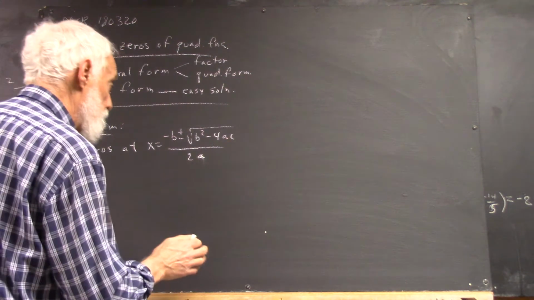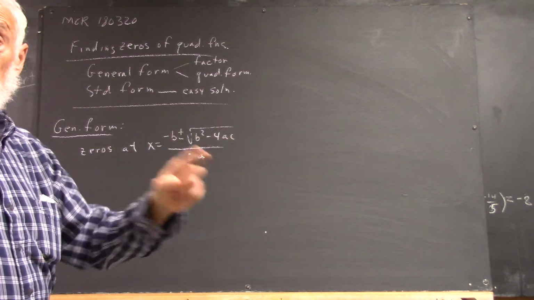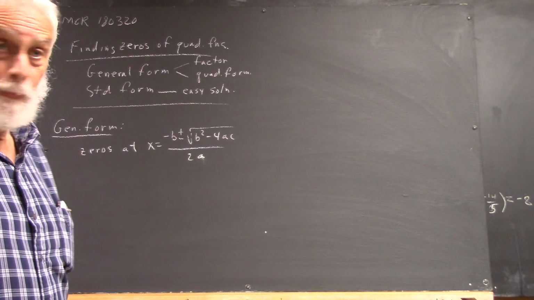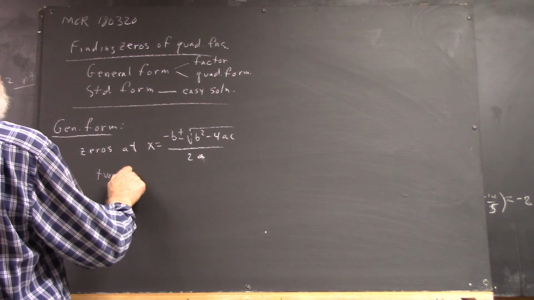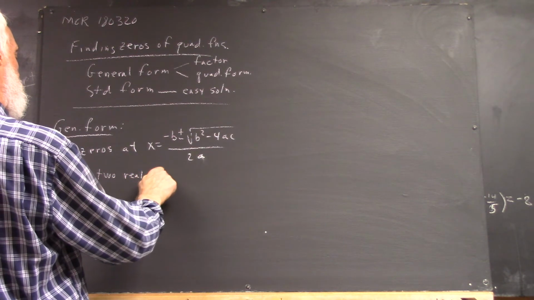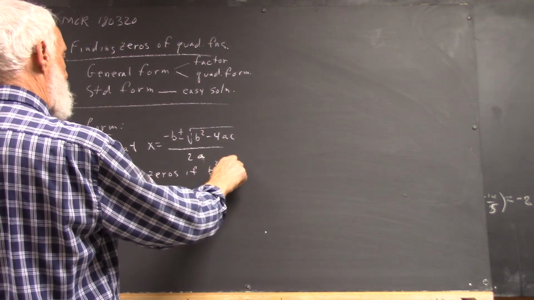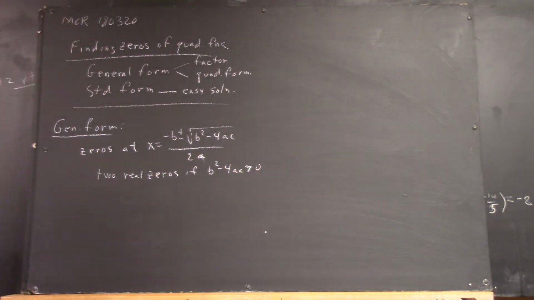I could say more about it. I'll just mention, depending on this discriminant, you can have 2, 1, or no real zeros. You get 2 real zeros if b squared minus 4ac is greater than 0. Now we said all this, but now it's time to really lock it in.